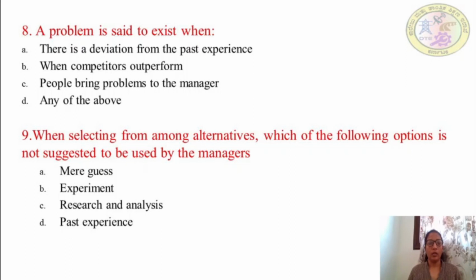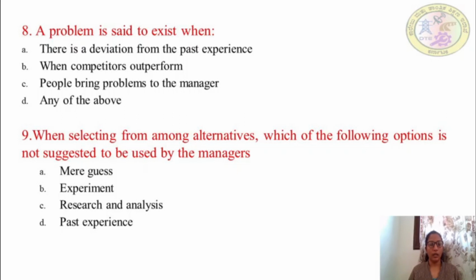A problem is said to exist when option A, there is a deviation from past experience. Option B, when competitors outperform. Option C, people bring problems to the managers. Option D, any of the above. So the correct answer is option D, any of the above, because problem exists if any of the conditions listed exist.